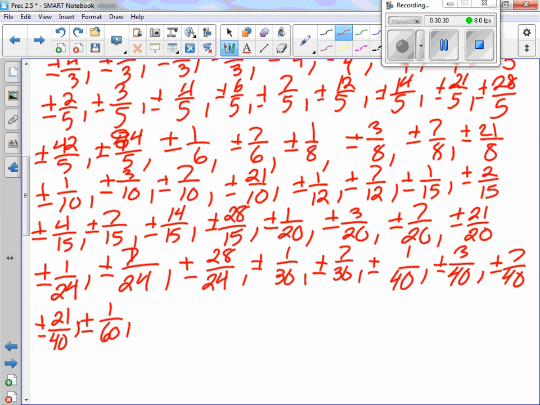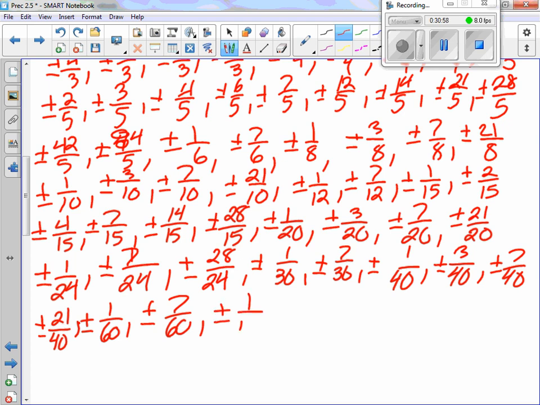2/60ths will. 3/60ths will. 4/60ths will. 6/60ths is 1/10. 7/60ths will not. 12, 14, 21 would reduce because it has a common factor of 3. 28, 42, 84. 28 over 60. Yes, it will. It has a common factor of 2. We're good.